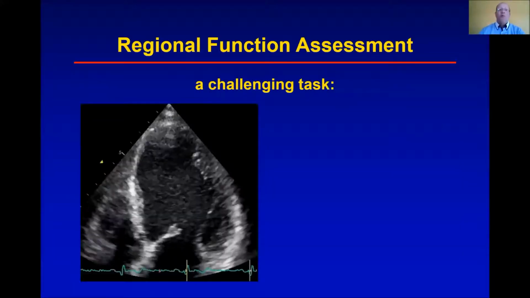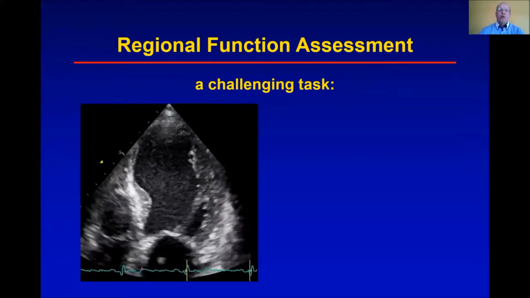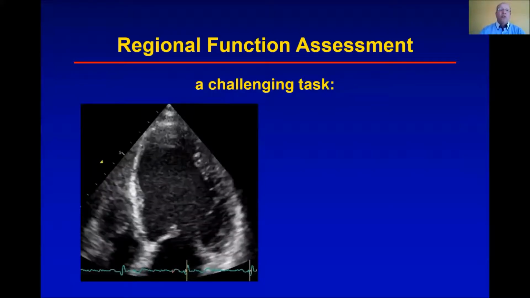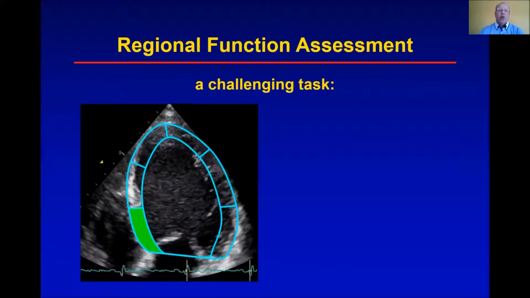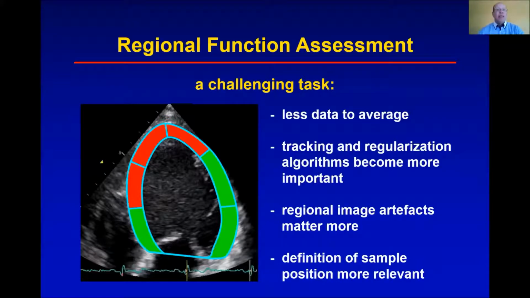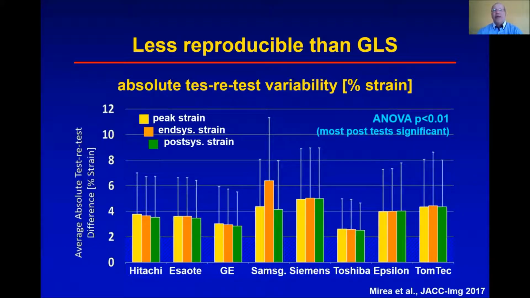Furthermore, regional function assessment is a challenging task, because we want to go regional. We want to define segments, and we want to know if a segment is good or bad, for example. So what we have for tracking, we have less data. So there's less information to average. The tracking and the regularization algorithms of the software are very important, that they work very well. And also regional image artifacts play a bigger role if we go local. And therefore, the measurements of regional strain are not as reliable as the measurements of global strain.